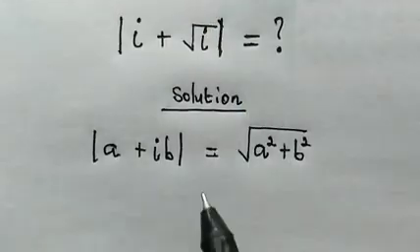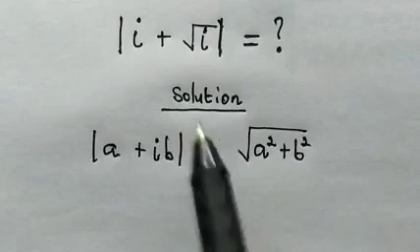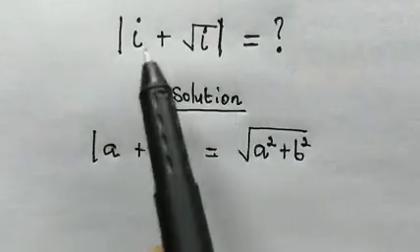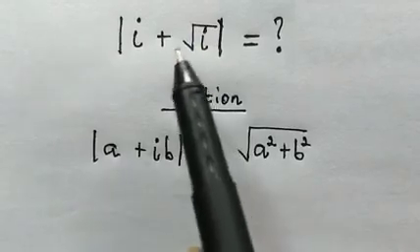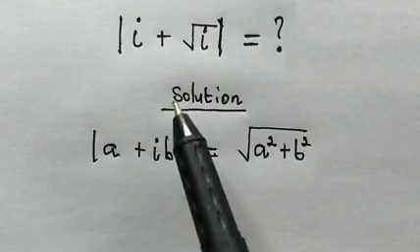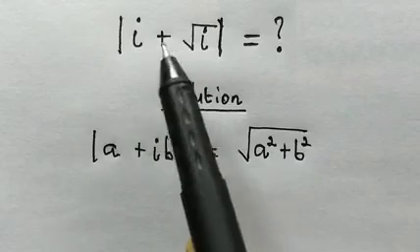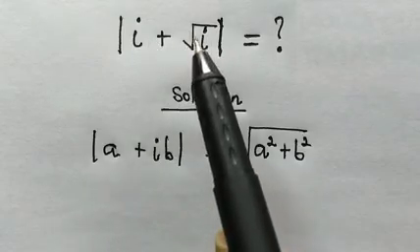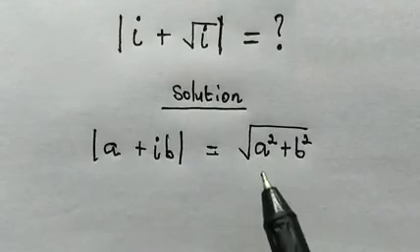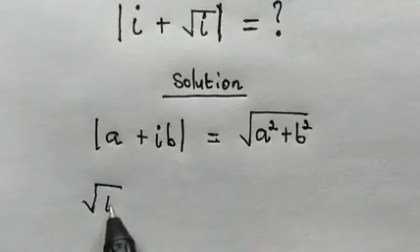The square root of iota. So the question here is, what is the square root of iota? Because if you look at iota plus square root of iota, we can't easily say this is the real part and this is the complex part. Before we differentiate between the real part and the complex part, we need the principal square root of iota, right?